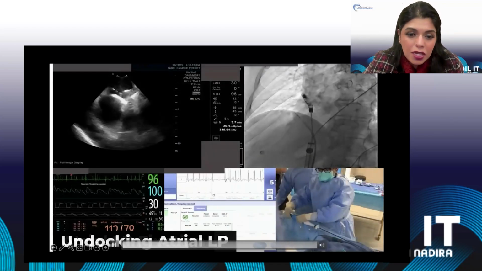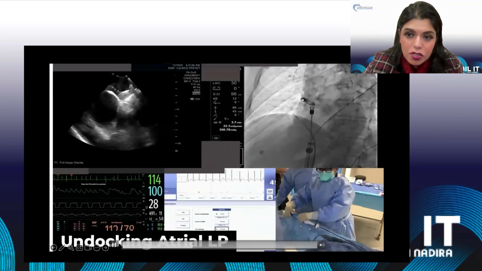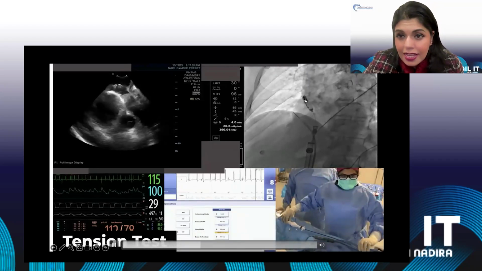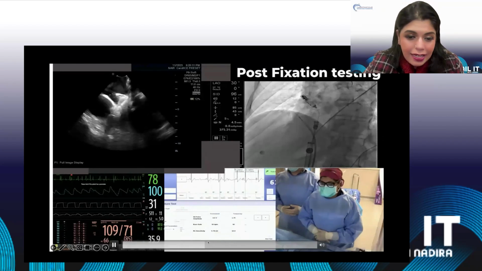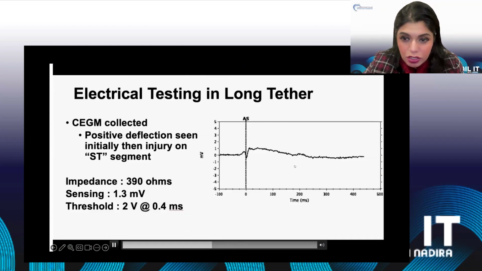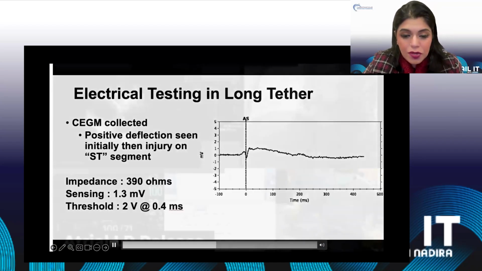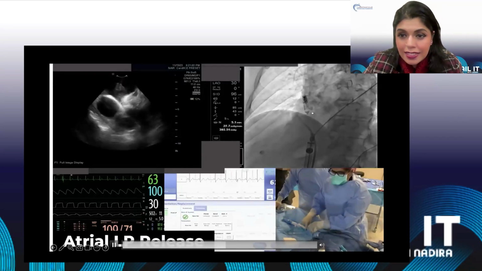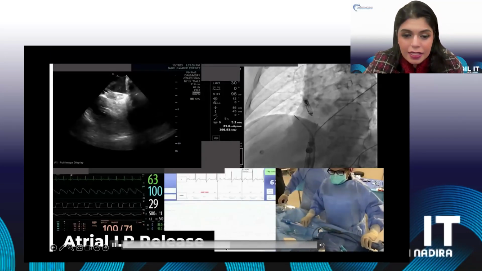We go into the appendage, we collect the injury. Here you can see we just screwed that lead in. We do it under ICE guidance. Once the lead is in, we'll release it and look at the injury. This is that injury that we see on the device, and that tells us that we have good signals. And here we released it. This is a tether-based release at this point.